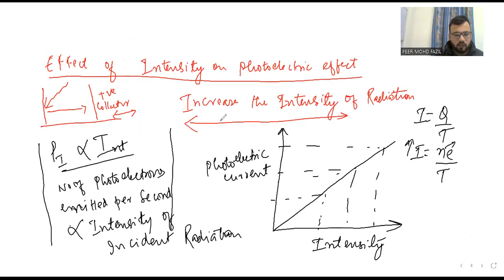Here we discussed only two things, that is, the effect of intensity on the photoelectric effect. If it increases, the current increases. If there is any confusion, you can rewatch the video. Here we inferred that the photoelectric current is directly proportional to the intensity of the incident radiation. How we draw this graph was very clear to you.